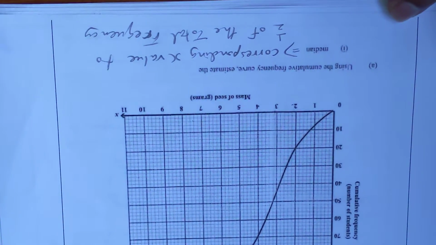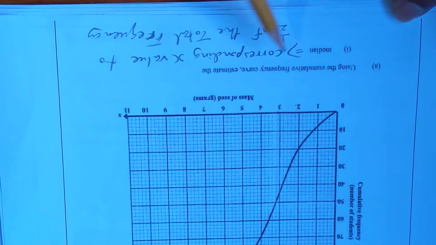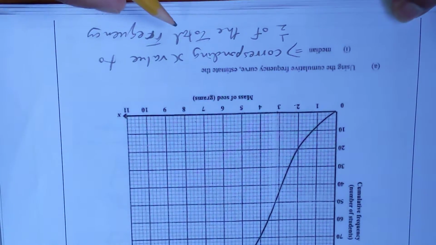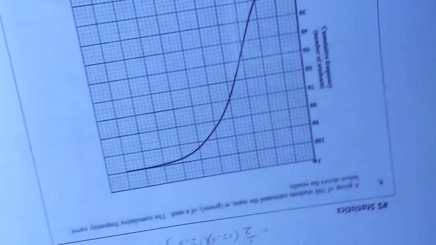So again, we have to draw lines on the graph. So the median is really the corresponding x value. So my answer is going to come from the x-axis for the median to half of the total frequency. So the total frequency is how much the graph went up to. They already tell me it's 100 people. So half of 100 is 50.